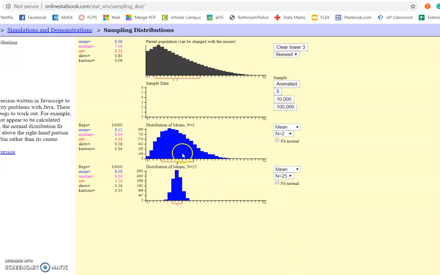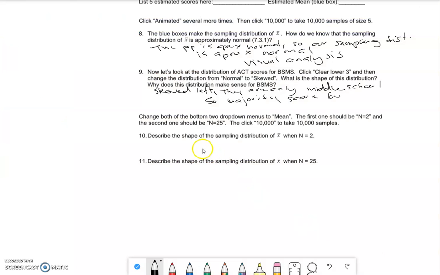Okay, here's our new distribution of means with a sample of 2 and our distribution of means with a sample of 25. Now we know that the bigger your sample, the smaller your variability. So here we have a much bigger sample, 25 instead of 2. So with a much bigger sample, we have a much skinnier curve. That makes sense. Okay, describe the shape of the sampling distribution when n equals 2. It is skewed right.